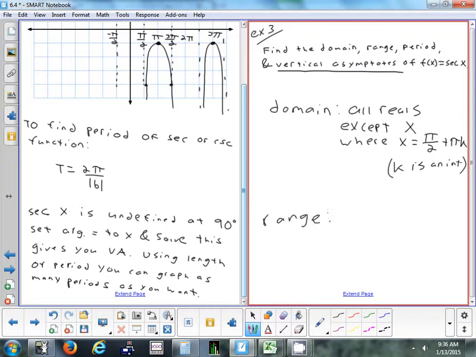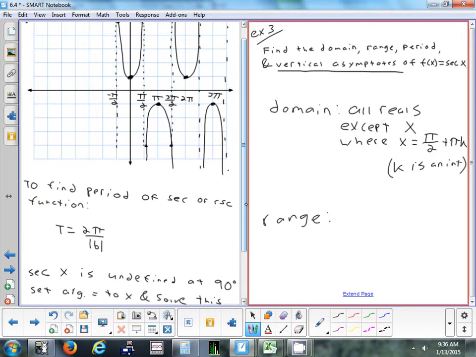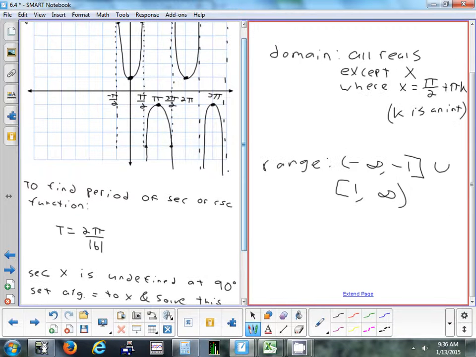Okay, our range, that's a little easier to describe. Well, it does go down forever, and it goes up forever, but be careful, it doesn't hit everything in the middle. So our range is from negative infinity up to, and it does hit negative 1. And then it's going to skip everything from negative 1 until you finally get back to 1. So from 1, and it does hit it, to positive infinity. Okay, so that's our domain and range.